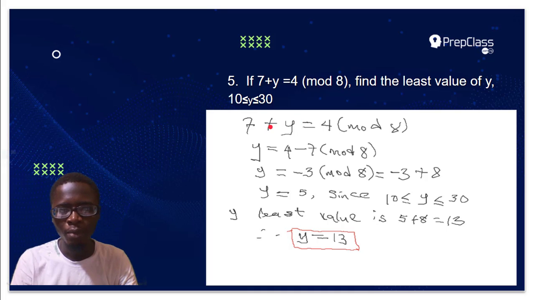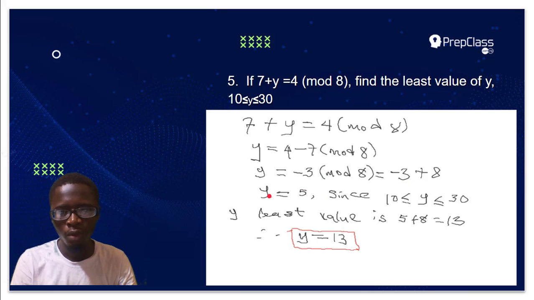7 plus y is equivalent to 4 mod 8. From here, you discover that y is equal to 4 minus 7 mod 8, and what we did here was to make y the subject of the formula. So taking the 7 to this other side, we have 4 minus 7 mod 8. And so this is going to give us minus 3 mod 8. And what this means is that we need to add 8 to the negative number, because in dealing with modulus, we don't need negative numbers. So minus 3 plus 8 is going to give us 5.